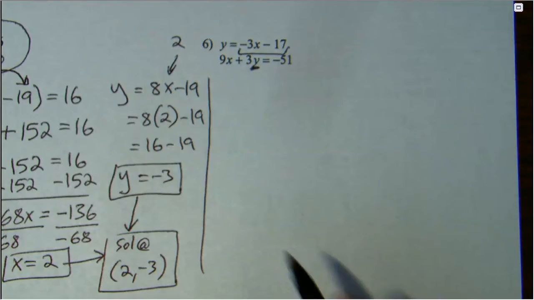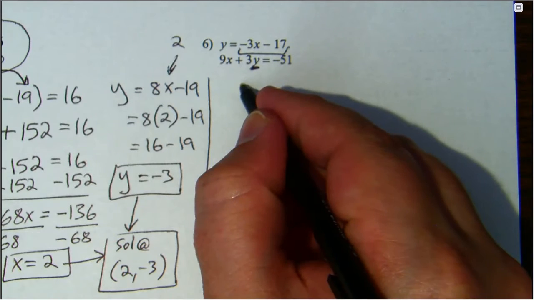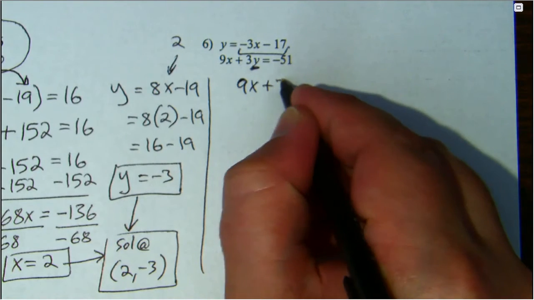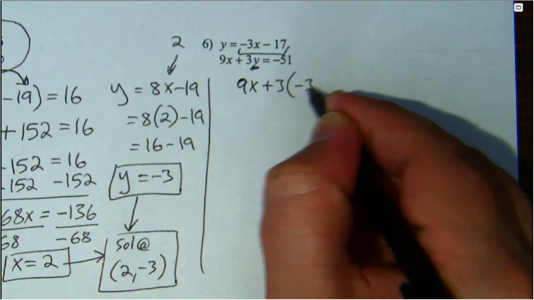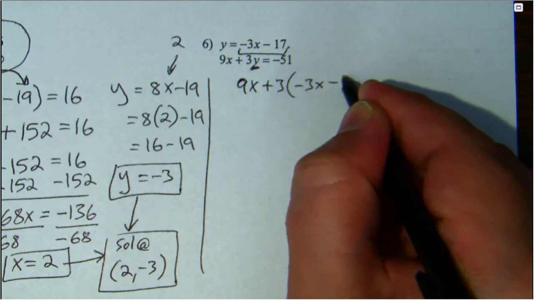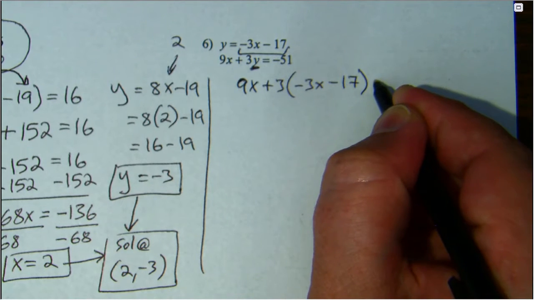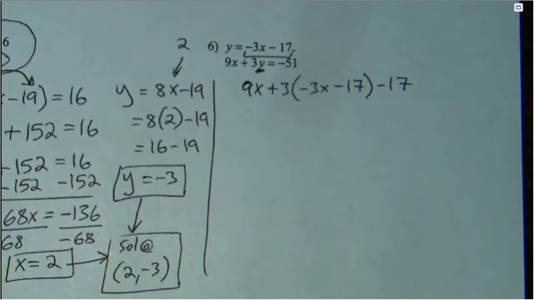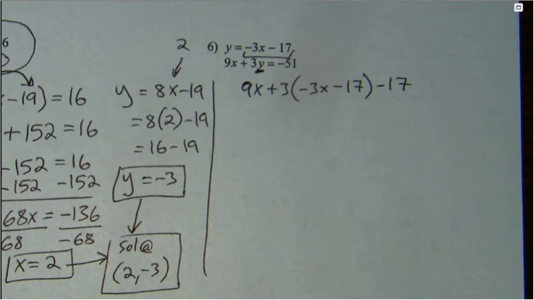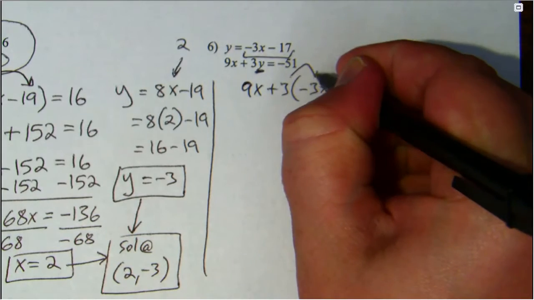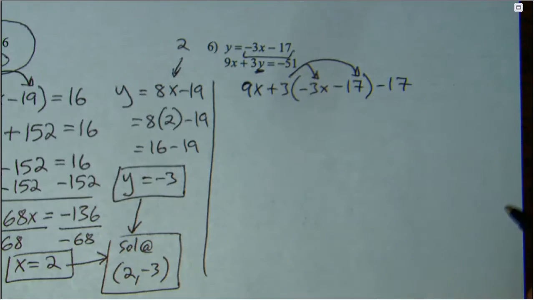So we're going to have 9x plus 3 times whatever y was already. I'll leave it there. All right, parentheses means what? What do we do with parentheses? Yeah, they go first, and we also multiply, right? So we're going to multiply 3 times negative 3x and 3 times negative 17.